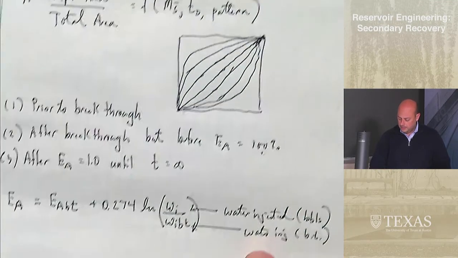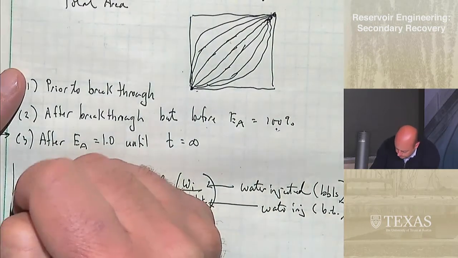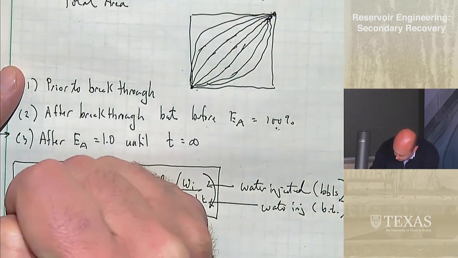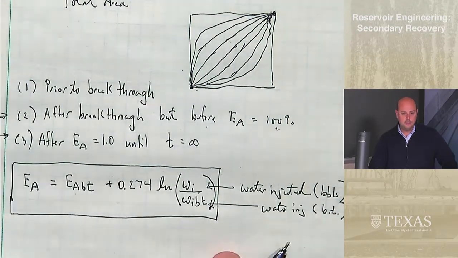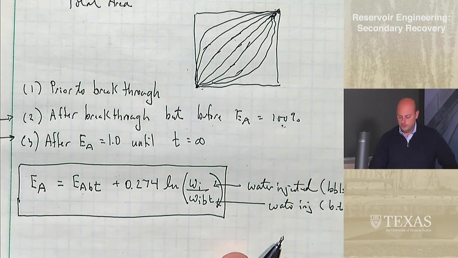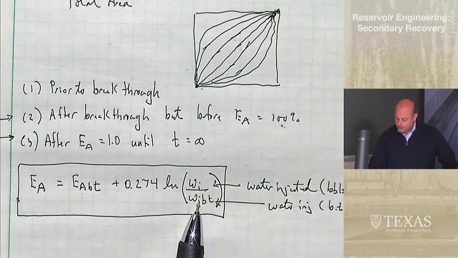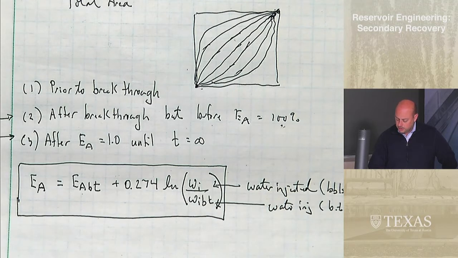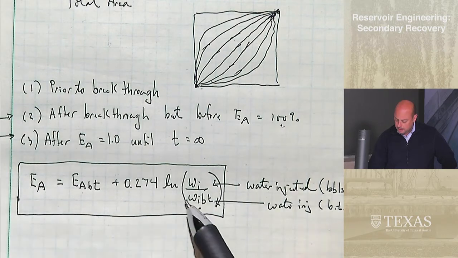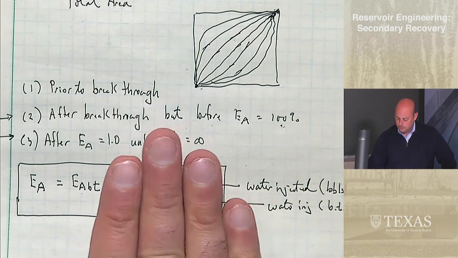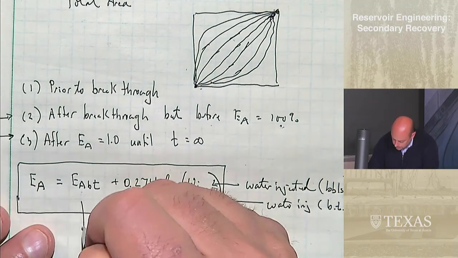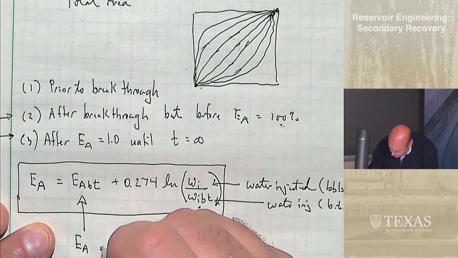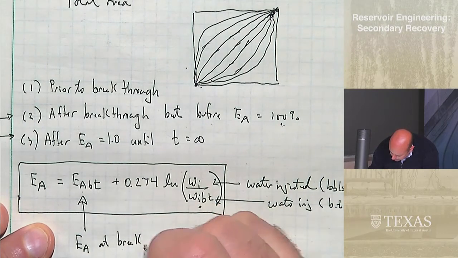So if you look at this equation here, we don't care, this is not applicable before breakthrough, we're not going to use it, we already talked about what happens there. But at breakthrough or after breakthrough, this is the equation. And if it was right at breakthrough, then Wi is equal to Wibt, the ln of 1 is 0, and then you're just left with this. So EABT is EA at breakthrough.